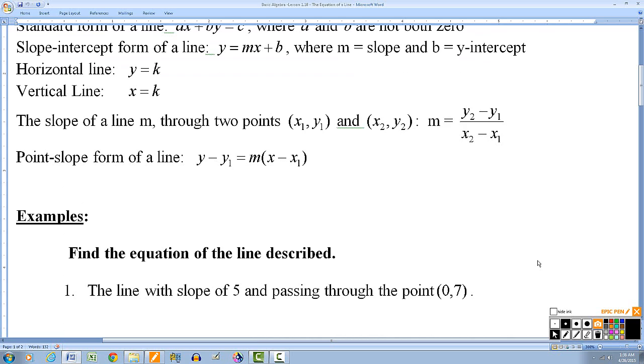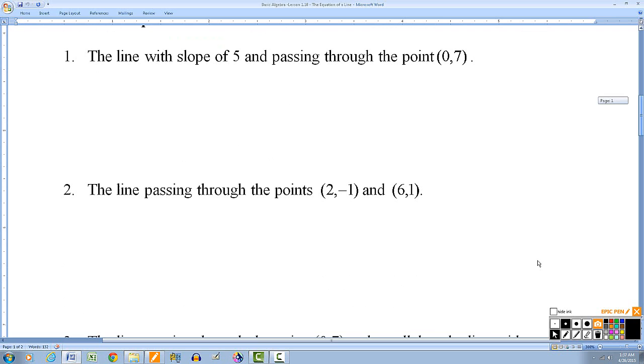So m is equal to y2 minus y1 over x2 minus x1. That's the slope. And then the last formula here, y minus y1 equal to m times x minus x1. That's the point slope form of a line. So I can find the slope and then select any one of these 2 points to get the equation of the line. So the first thing we'll do then is we'll find the slope.